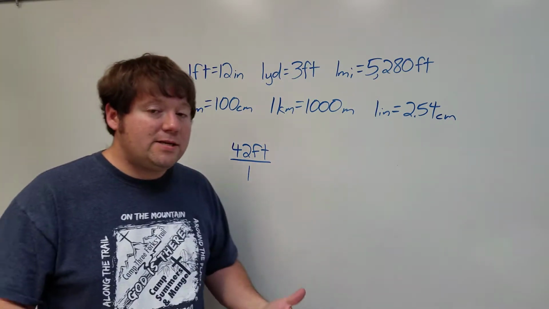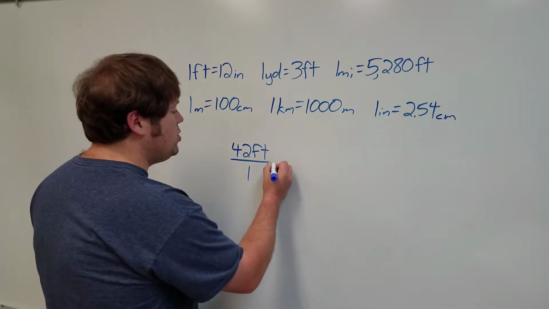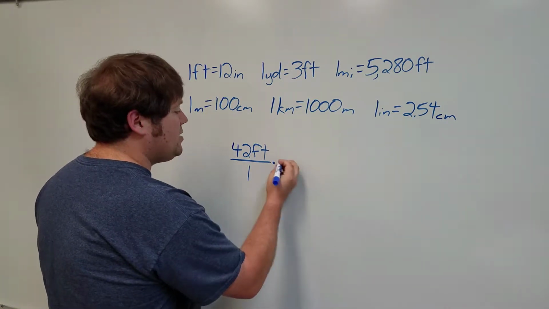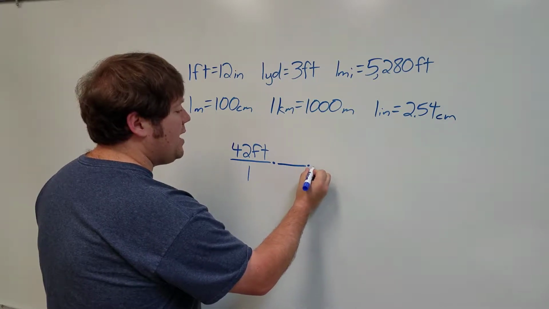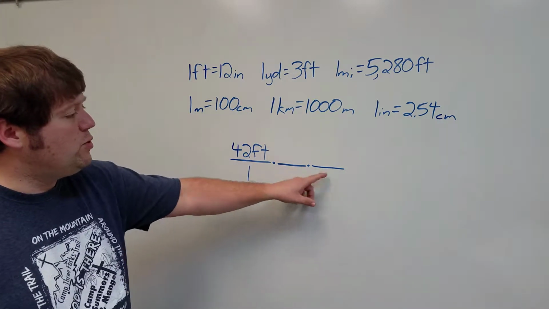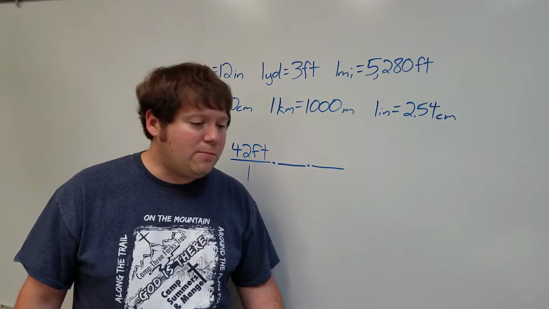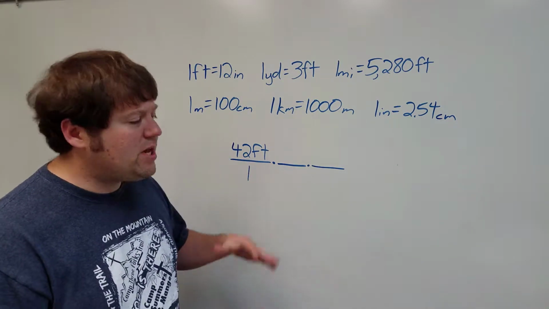And then a lot of times they tell us how many unit multipliers to use. In this case, they told us to use 2. So I'm going to go ahead and put times, and I'm going to set up a fraction, and then times, and I'm going to set up another fraction. And that's going to be our 2 unit multipliers. And the problem asked us to change 42 feet to centimeters.